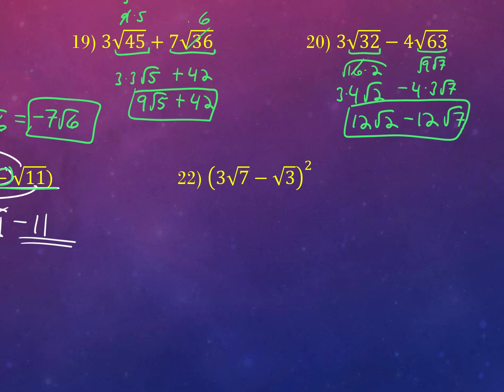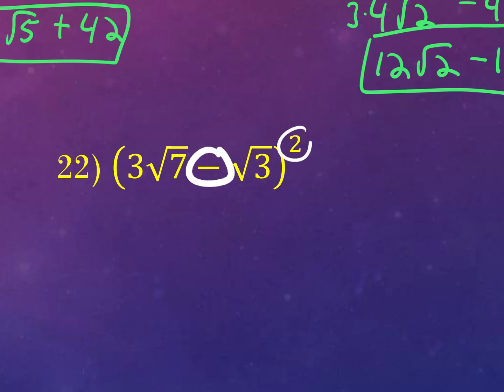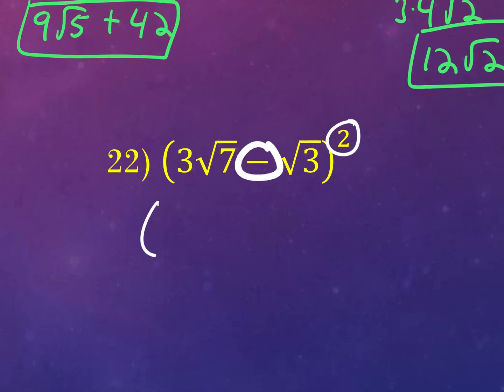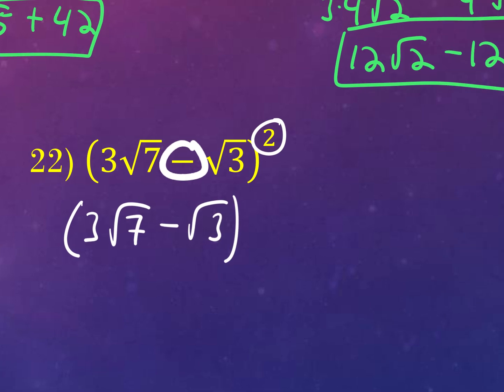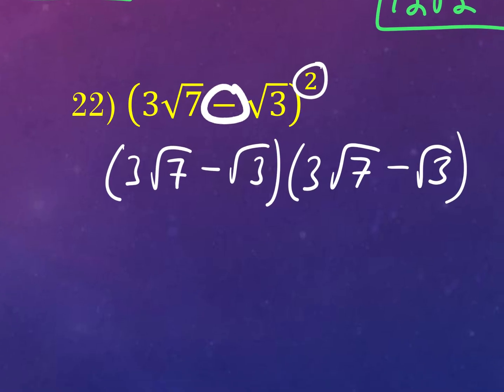Just because there is now a minus in between. If these were just factors, like if it was 3 square root of 7 times the square root of 3, you could do that. But since there is a minus in between, you can't just distribute the square. But instead, what you would do if something is squared is you would write it twice. Right? Because that's what squaring something is. You write it twice and multiply. So we get something like this, and then you end up foiling it.